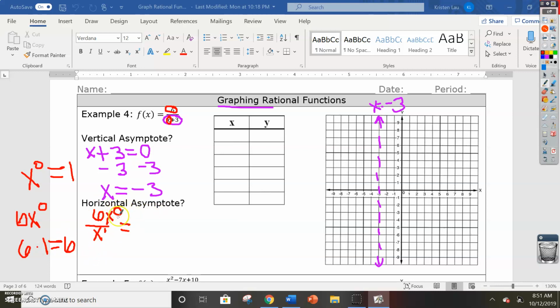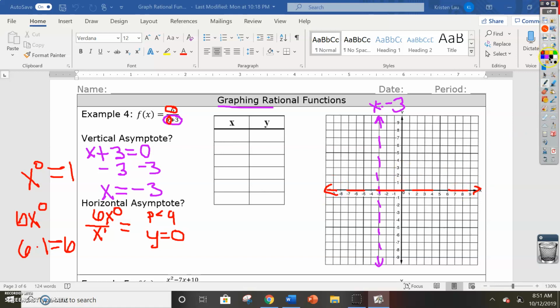And then the exponent on top, which is p, is less than the exponent on the bottom, which is q. So since p is less than q, that means I'm going to have a horizontal asymptote at y is equal to 0. So I'm going to draw that in.